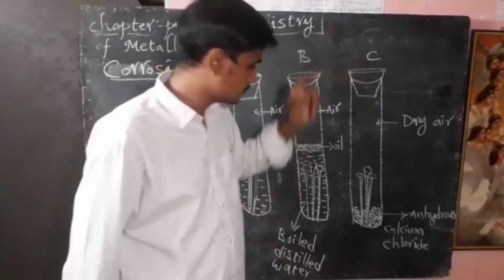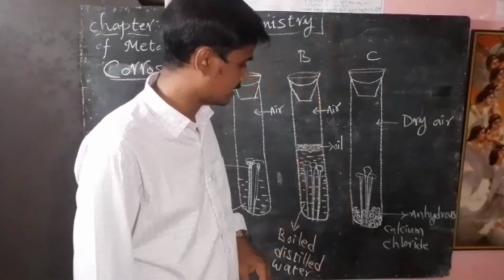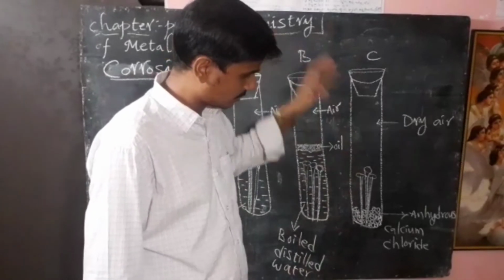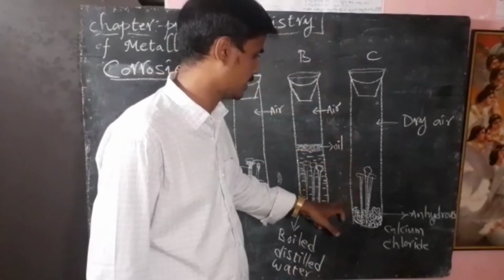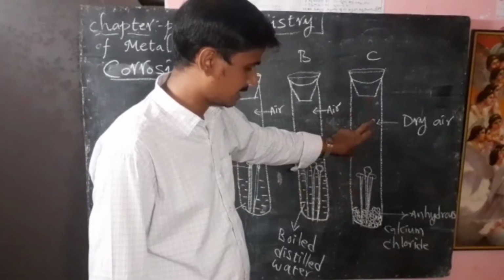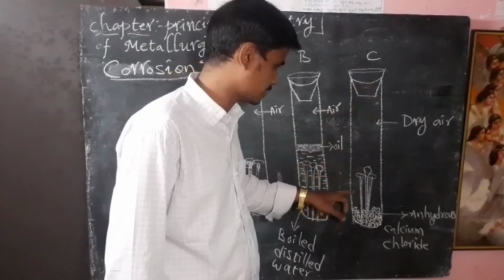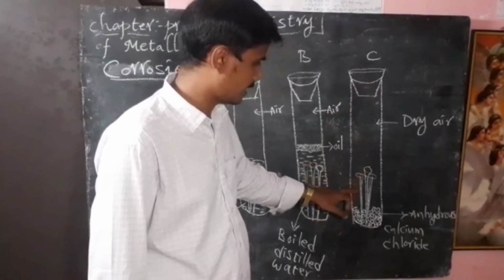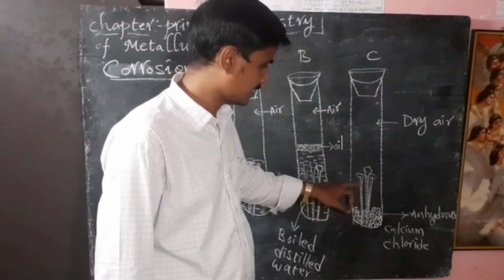When you come to test tube C, we already used anhydrous calcium chloride, which absorbed moisture from the air. So oxygen is there in the air but there is no moisture. Due to the absence of moisture in the air, the iron nail does not get rusted.